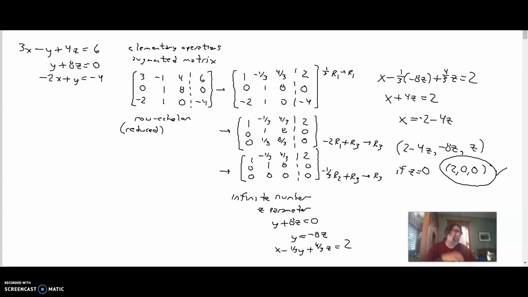Now you can use any parameter that you want here. So if your row of 0 happens here, and if you also have a 1 in this slot and a 1 in this slot, it makes sense to use z as the parameter. If you had a 1 in this slot, and this row was all zeros, it would make sense to use y as the parameter. So the choice of parameter is independent of the actual solution. You're looking here at writing it in terms of z.